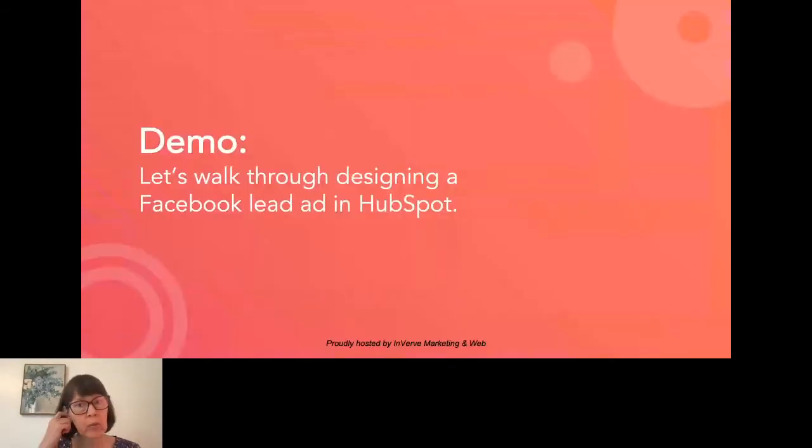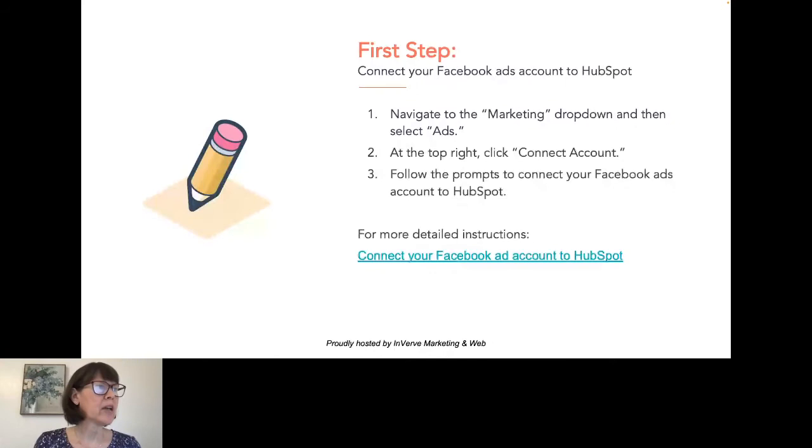So now let's go through it and set them up. The first step is something I hope that you've already done because it's going to be difficult to follow along if you haven't done this. And I know we sent it out with the information when you signed up, but you're going to need to connect your Facebook ads account to HubSpot. And the way to do that, you would go to marketing. There's a drop down, ads. Then at the top right, you would click connect account. And then there's a few prompts that you have to follow to connect those two accounts.